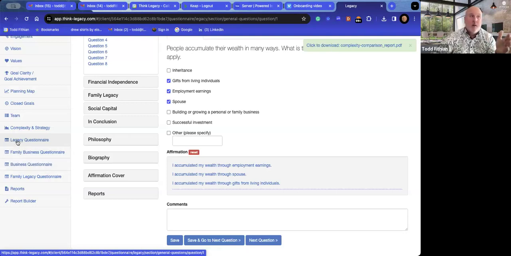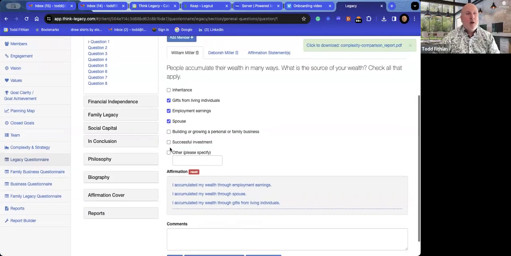Same thing on the legacy questionnaire, which I'll go into. Then we have the family legacy questionnaire, which is for the next generation, the rising generation. There's nothing like our questionnaires out there in the market. They've been designed and created with some of the best and brightest minds in the psychology world, the business consulting world, things of that nature. So really, really powerful.